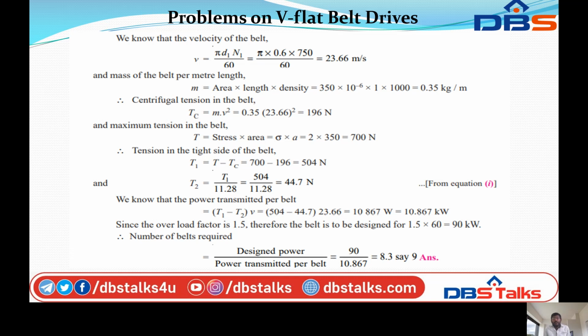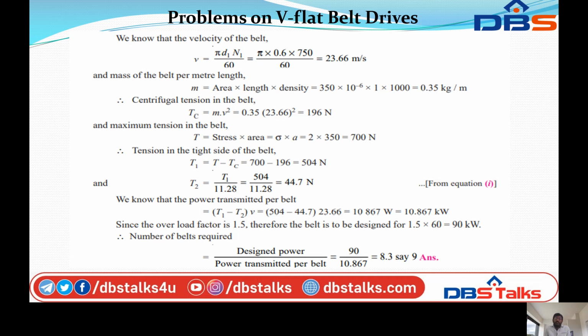Next we can calculate the power transmitted per belt. Power P is equal to T1 minus T2 into V. Substituting the values, T1 is equal to 504, T2 is equal to 44.7, and the velocity V is equal to 23.66. So we can calculate the value: 10.867 kilowatts, which converted to watts is 10,867 watts.